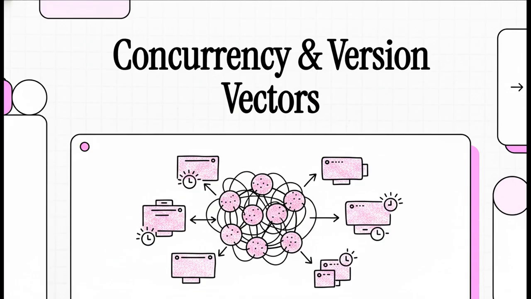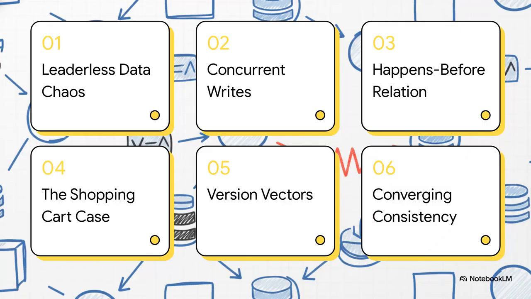If you've ever wondered how these systems keep your data intact when multiple things are happening at the exact same time and doing it all without a central point of control, well, you're definitely in the right place. Today, we're taking a deep dive into the fascinating mechanics of detecting concurrent writes, tracking causality, and scaling systems with version vectors.